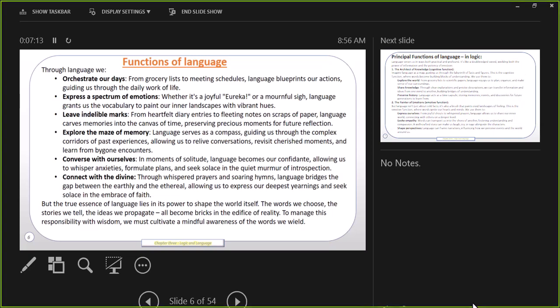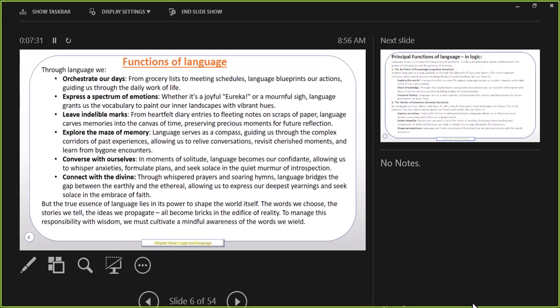It's important for communication, right? Communication in a nutshell, the function of language is to communicate. To communicate what? To communicate our daily activity, to express the spectrum, the varieties of our emotion, to live in inedible marks, to explore the maze of memory, converse with ourselves, connect with the divine.